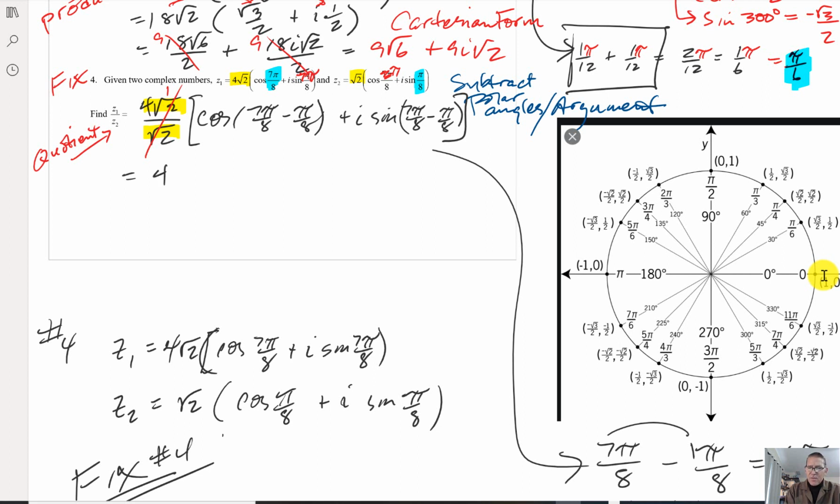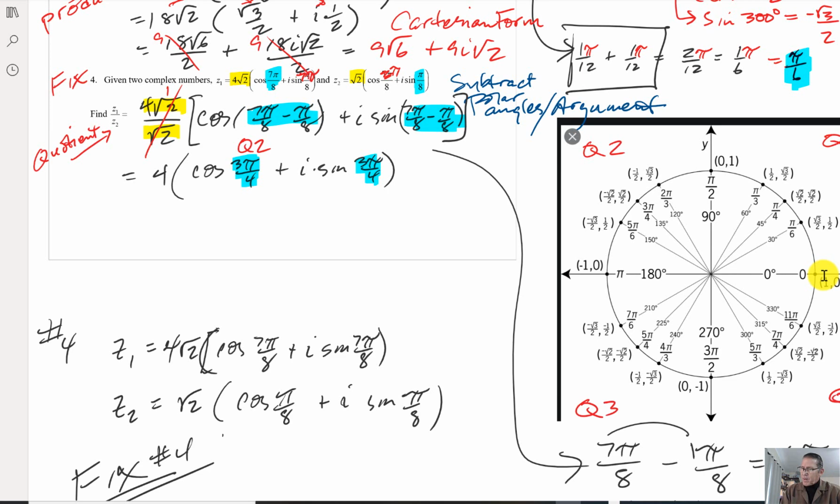So this is equal to 4 times the cosine of 3/4 pi plus i times the sine of 3/4 pi. I just subtracted the polar angles, and now we just need to use the unit circle here and get some values. Let's find 3/4 of a pi. 3/4 of a pi is in quadrant 2. Quadrant 1 is here, quadrant 2 is up here, quadrant 3 is down here, and quadrant 4 is down here.